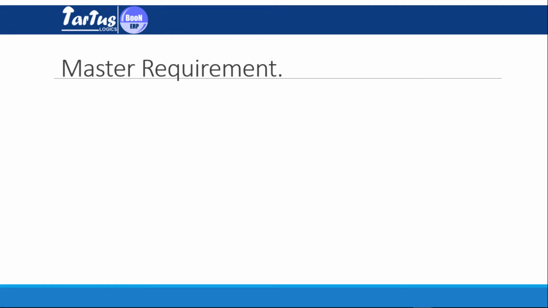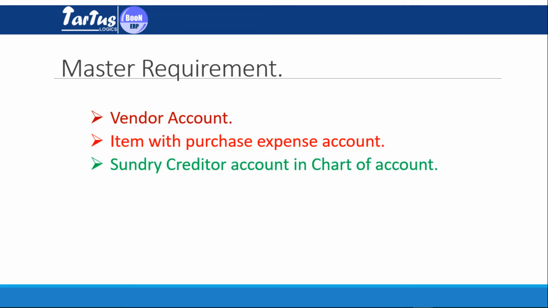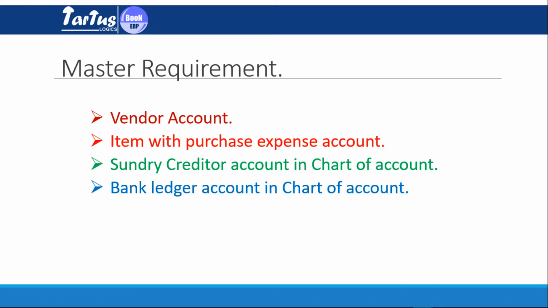Let us now discuss the master requirements to enter vendor invoice. The master entries are vendor account, item with purchase expense account, sundry creditor account in chart of account, bank ledger account in chart of account, bank in bank master.